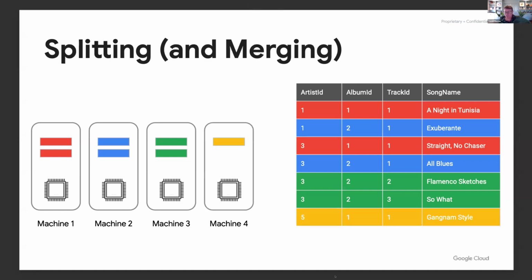And now if people suddenly start listening to Gangnam Style, that row is going to get very hot. And so what happens then is that Spanner will automatically split up that shard and assign it somewhere else to do dynamic load balancing. And we also do merging when we discover that shards are no longer hot. Next slide.